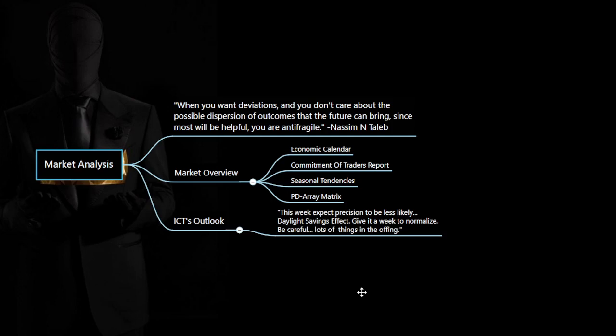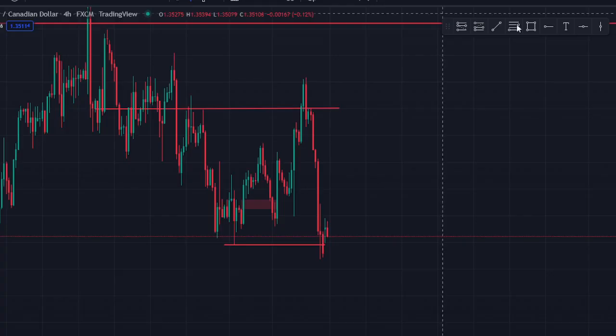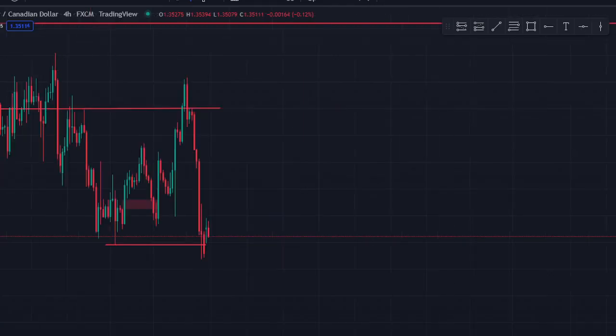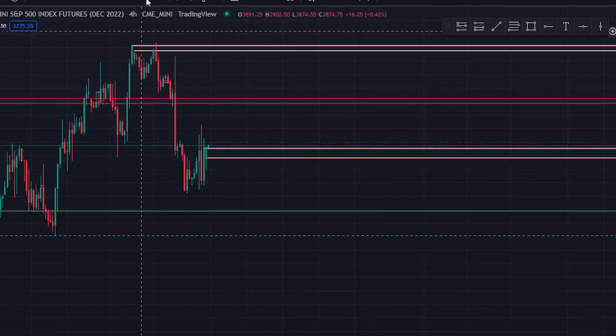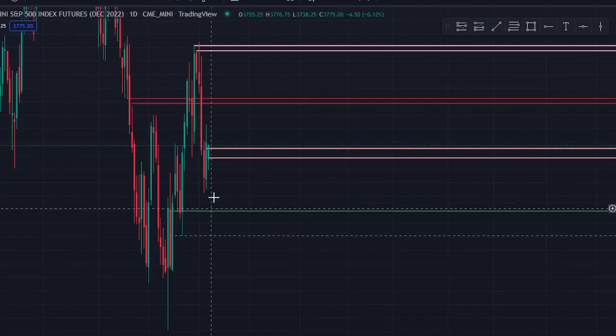So for right now, like we've seen and discussed, we want lower prices on the euro dollar for this week, and the dollar CAD, we want lower prices as well. And let me actually take a quick look at the futures markets.